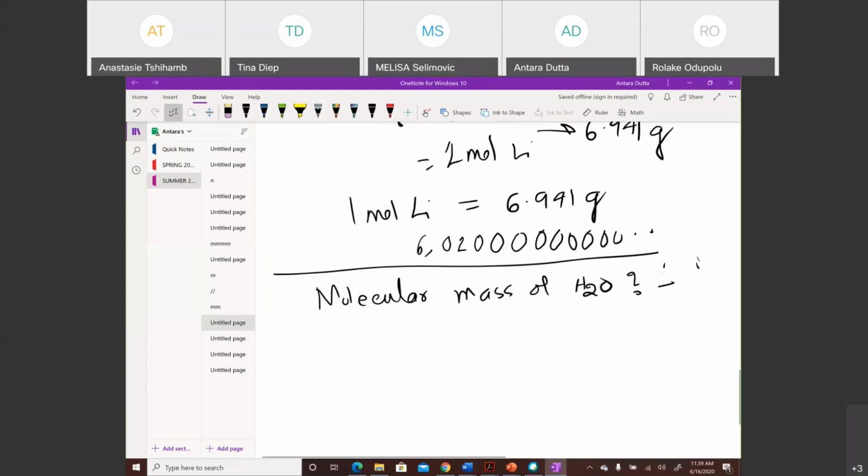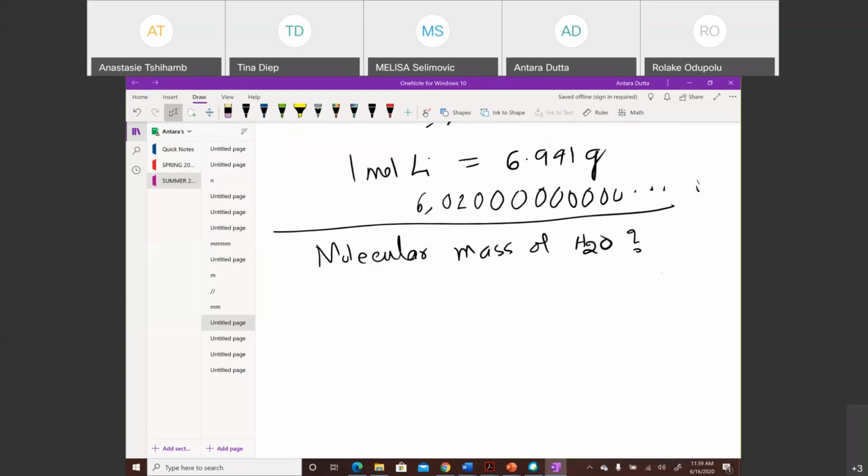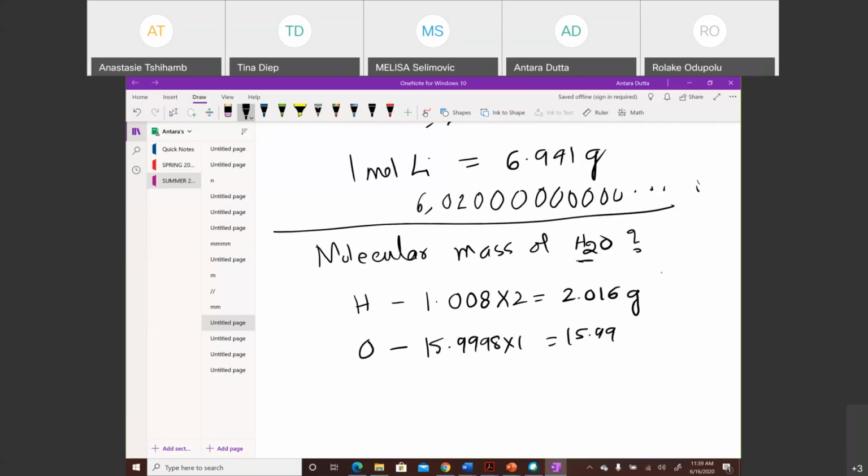Oh, okay, so it is easy. You need to keep the periodic chart with you. So hydrogen 2, oxygen 1. So hydrogen 1.008 times 2, which is 2.016 gram. And then oxygen, if you look at the periodic table, the value is 15.99 on my periodic table, times 1, which is 15.9998. So you just take the sum, it should give you 18.02.